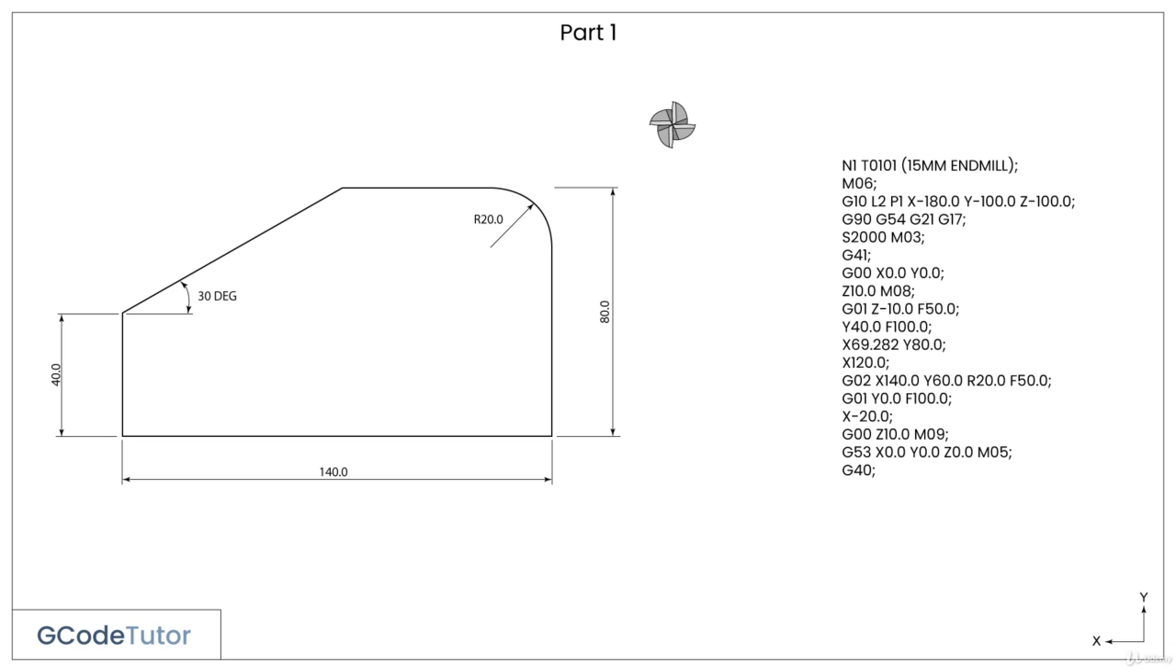G40 cancels our cutter compensation, and M01 is our optional stop. So if the operator wishes to stop the machine at this point and measure the component, he simply has to push the optional stop button on the controls. And that is how I write a basic milling program. We will use this information later in the course when I start adding different cycles and more advanced techniques.